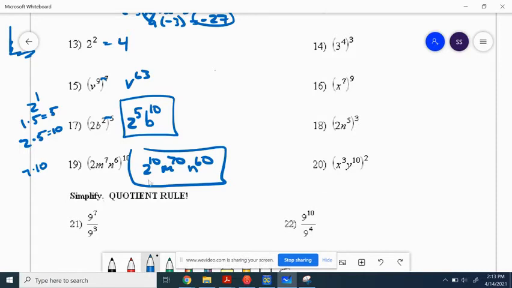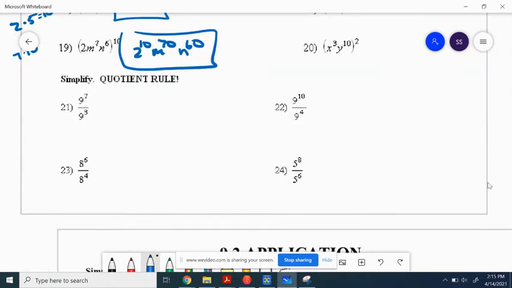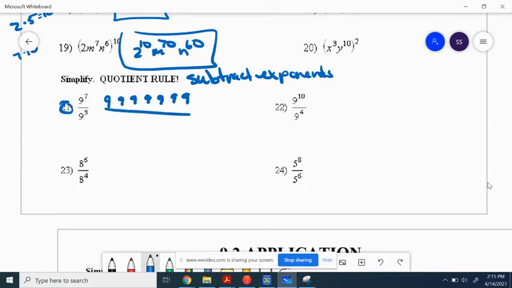All right, and the quotient rule. The quotient rule is we subtract the exponents. But let's actually write one of these out so that it makes sense why this works. 9 to the 7th power just means we have 7 nines, 1, 2, 3, 4, 5, 6, 7, over 3 nines, 1, 2, 3. And we know that anything over itself is equal to 1, so these are going to cancel out. And how many nines am I left with? 4 nines. So this is 9 to the 4th power.